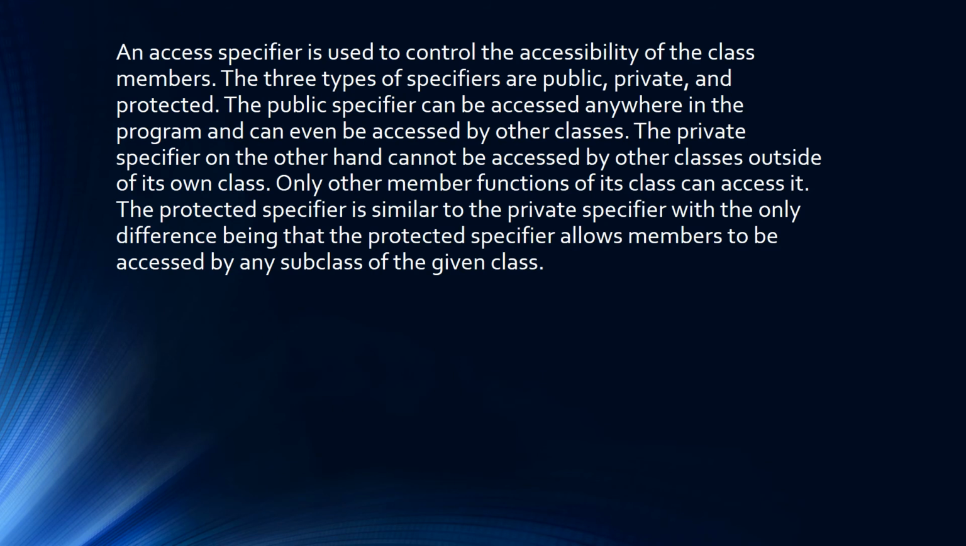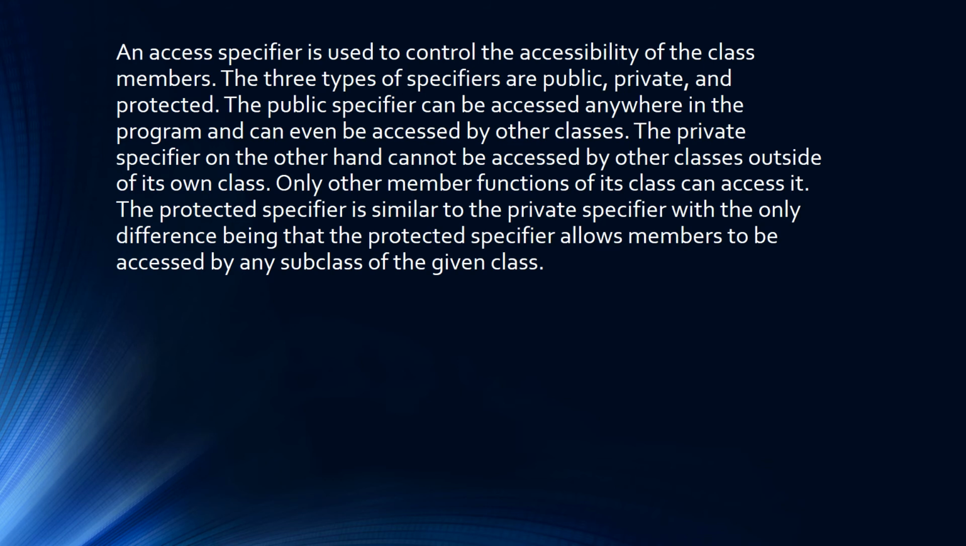Specifiers are used to control the accessibility of the class members. The three types of specifiers are public, private, and protected. The public specifier can be accessed anywhere in the program and can even be accessed by other classes. The private specifier, on the other hand, cannot be accessed by other classes outside of its own class. Only other member functions of its class can access it. The protected specifier is similar to the private specifier, with the only difference being that the protected specifier allows members to be accessed by any subclass of the given class.